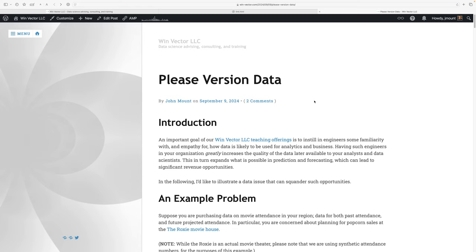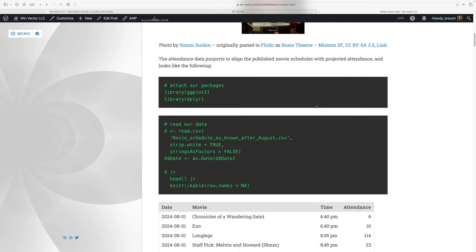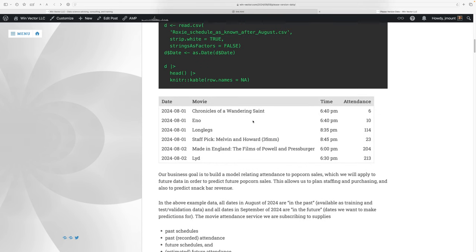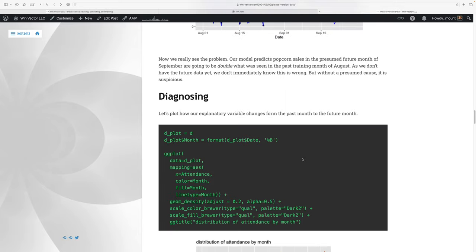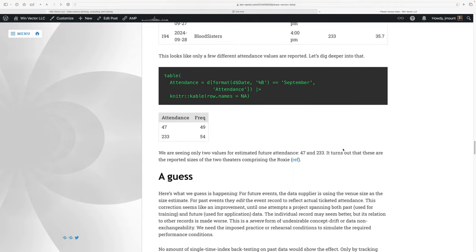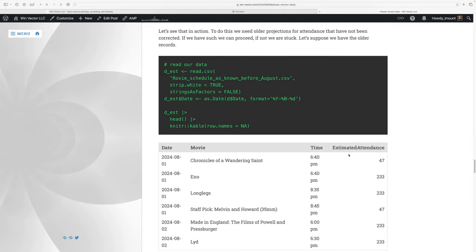The synthetic example I'm using is predicting popcorn sales as a function of movie attendance. In our imaginary problem, we're directly measuring popcorn sales per day, and we're getting movie attendance for both the past and the future from an outside data provider. The issue is this outside provider correctly edits old attendance for movies that have already happened to be correct. Somehow they get the ticket data. However, what they have been doing is using, for future movies, the theater sizes as estimated attendance for future dates.